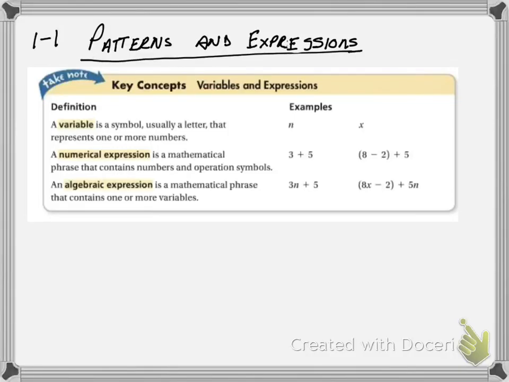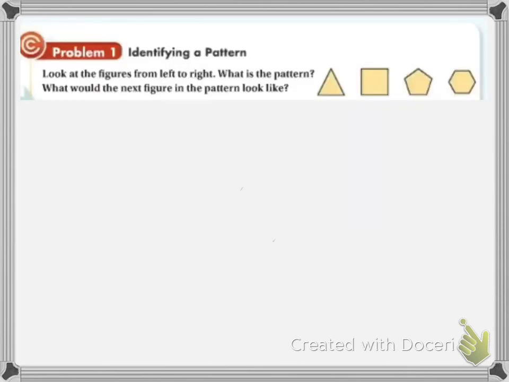1-1 Patterns and expressions. The key concept here is, you guys know what a variable is in a numeric expression, but the difference between a numerical expression and an algebraic expression is, of course, there's a variable inside the algebraic expression. So if we look at problem 1, this is more about identifying patterns and things of that nature.